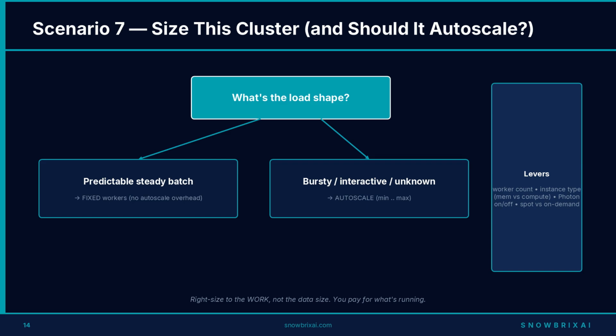You pay for what is actually running, and Photon, the vectorized engine, can speed up your SQL and data frame scans, but always benchmark your own workload. The rule is simple: right size to the work, not to the data size.